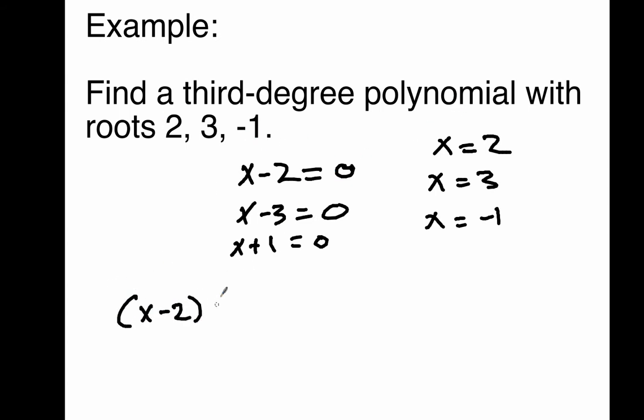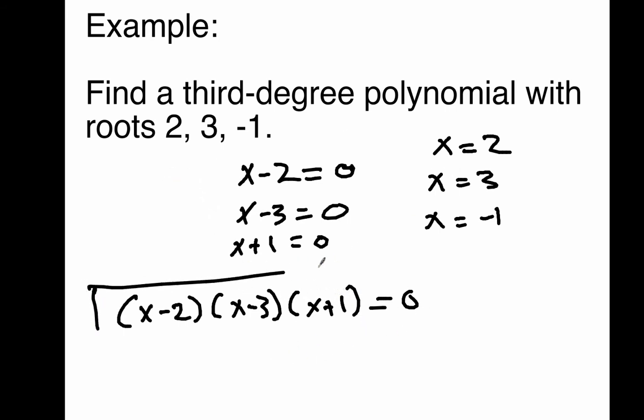So I could write it like this: (x minus 2)(x minus 3)(x plus 1) is equal to 0. I could FOIL this out, and I would have a standard form for a polynomial equation, but this is good enough for my purposes here.